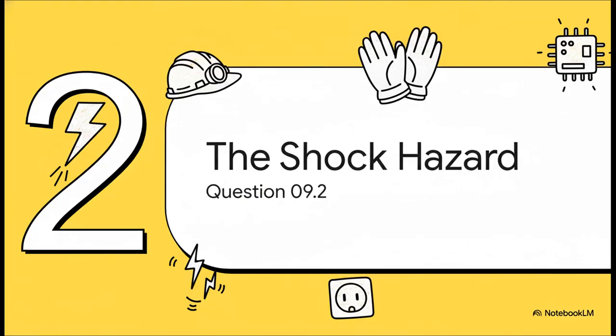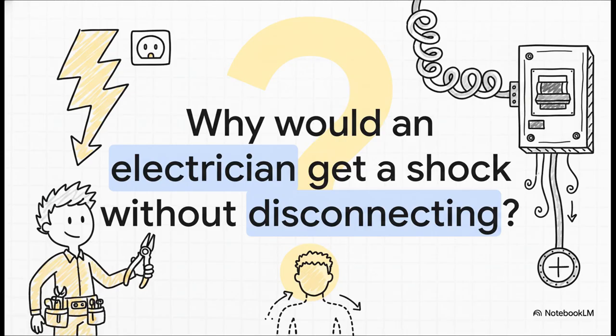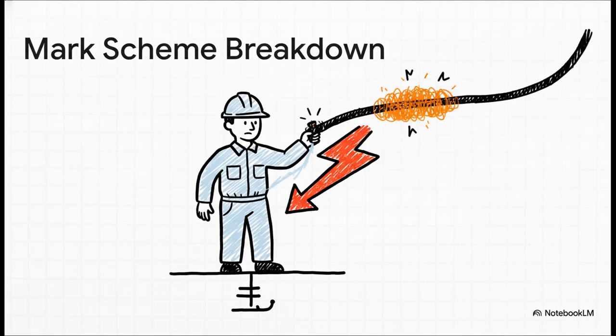All right, that was the math part. Let's switch gears to the theory side of things with question 09.2. This is a 3-mark explainer, and it's all about the real-world safety stuff an electrician has to know. The question really gets to the core of electrical safety. I mean, why is it so important to disconnect the mains? We all know it's a rule, but this is about the physics of why that shock happens in the first place. So how do you nail this for all 3 marks?